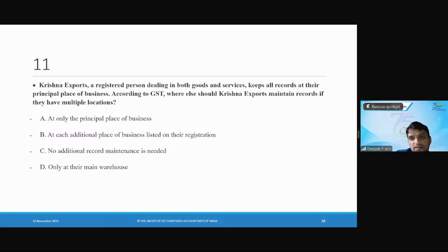Yes. 11. Answer is B. At each additional place of business mentioned in the register. Because in both, they keep all the records of the principal place. They are already mentioning. The question is, where else should they maintain? Correct? If they're having multiple registrations, then at each additional place of business, they will have to maintain it.